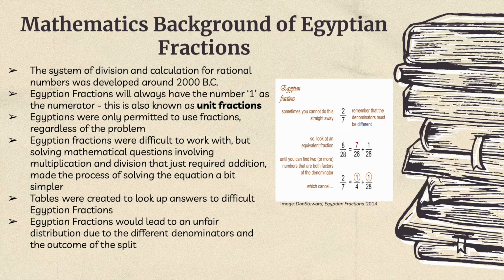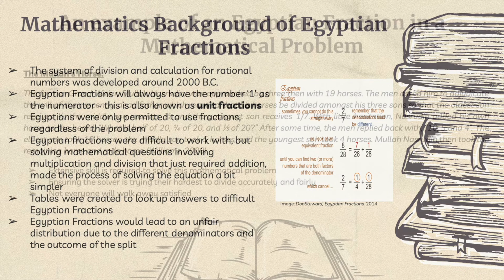Egyptians would create lots of tables to look up answers to problems due to the difficulty of calculating and working with Egyptian fractions. These fractions would lead to an unfair distribution, as having a unit fraction would represent a different amount compared to the other fraction in the equation.